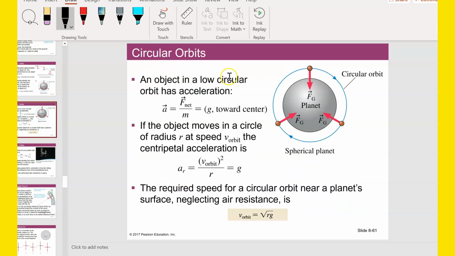Alright. An object in a low circular orbit has an acceleration of, well, it's g. It's the same as the acceleration due to gravity. If the object moves in a circle of radius r at speed v orbit, the centripetal acceleration is equal to v squared over r, which is also equal to g, as we've already said in this case. The required speed for a circular orbit near a planet's surface, neglecting air resistance, is found by solving for v: multiply by r, take the square root, and it's the square root of rg.